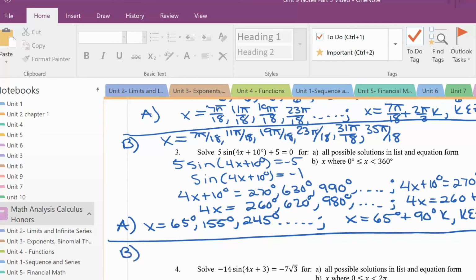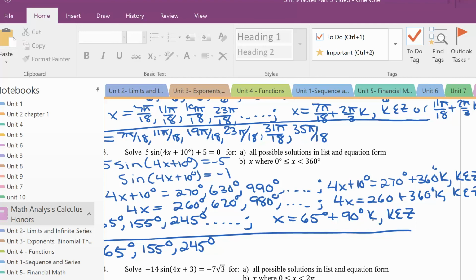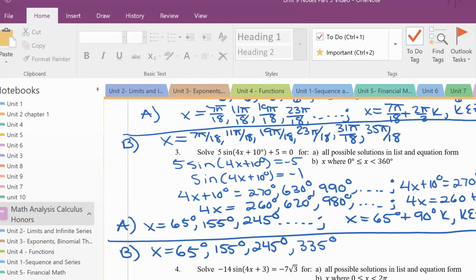Now for part B, to find all the possible solutions between 0 and 360, well, that's 65 degrees, 155 degrees, 245 degrees. So that's if k is 0, 1, and 2. Now if k is 3, that's 270 plus 65, so that's 335 degrees. That's still between 0 and 360. If it was 4, that would be too big because it's already 360 plus. So those are our answers between 0 and 360.